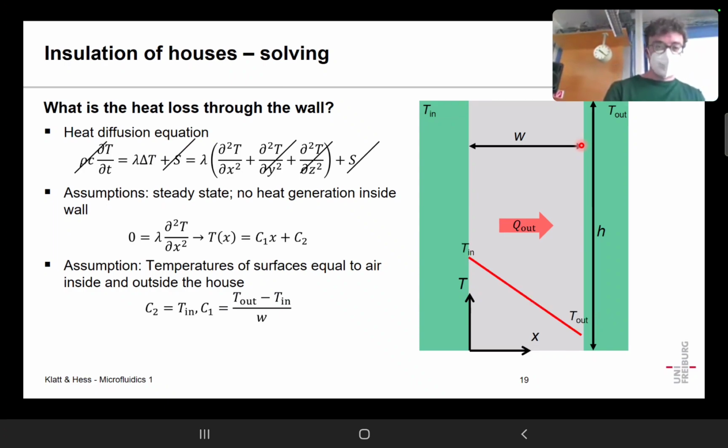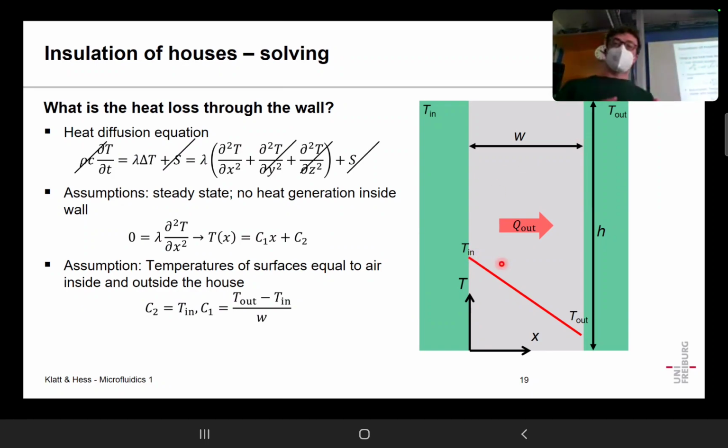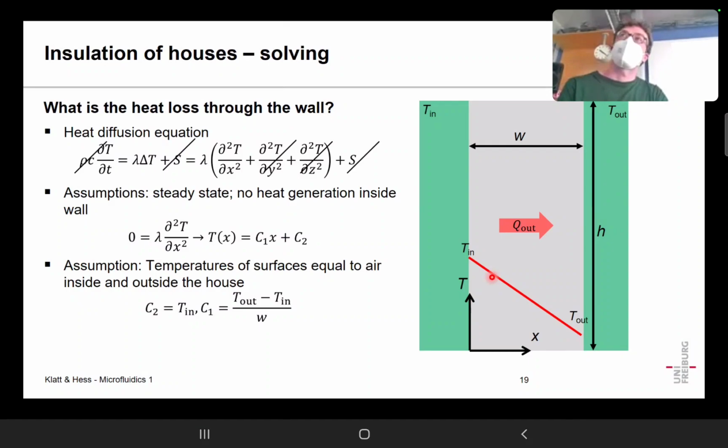Mm-hmm. Okay. Yeah, so you basically just answered the next question. So if you look now at the development through this wall, you can see that it's linear. So there's only a dependence on x, and it's T in at the inside, T out at the outside. And so the temperature profile along this wall is a linear function.